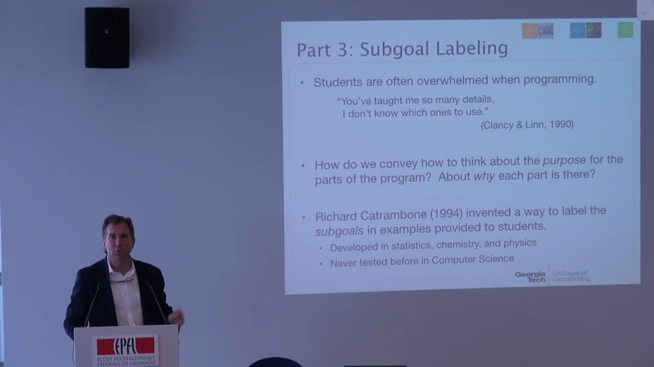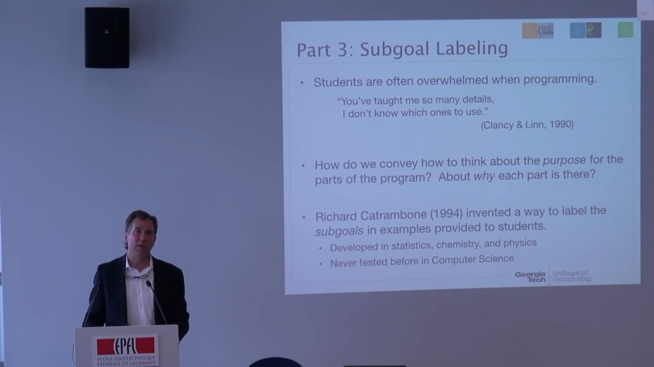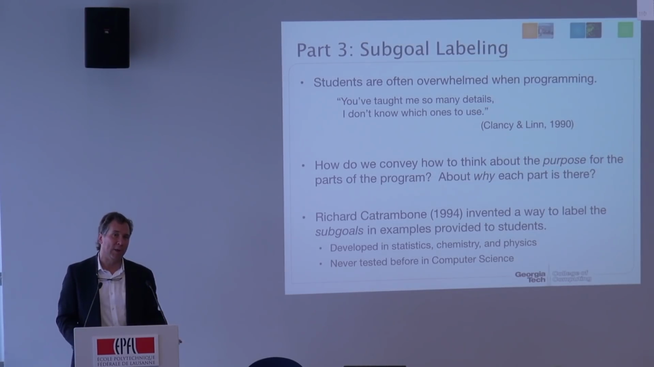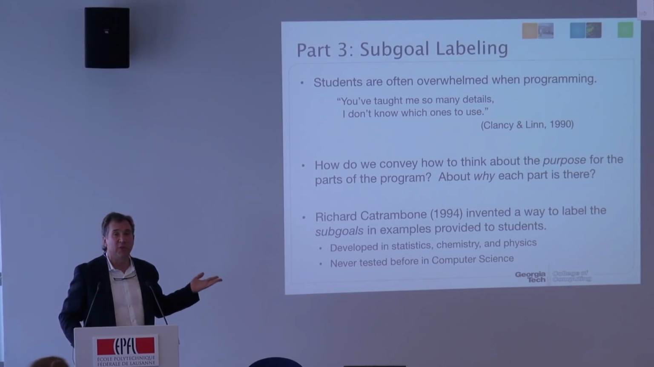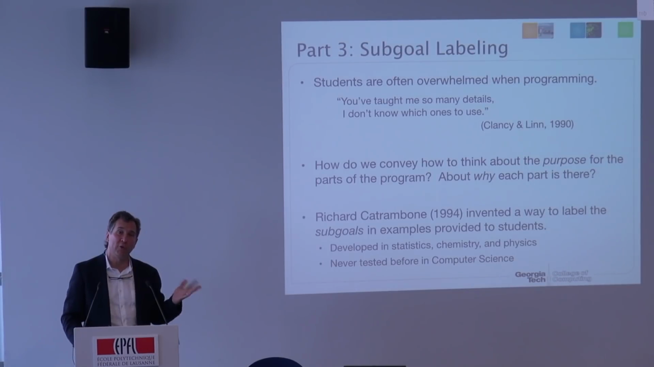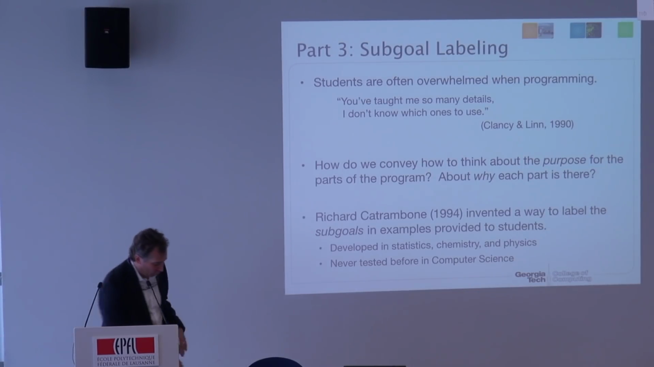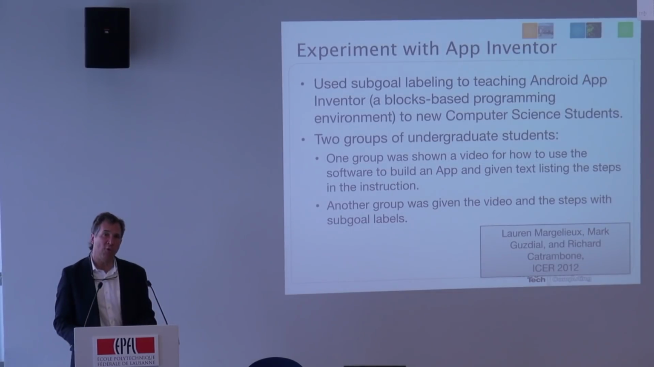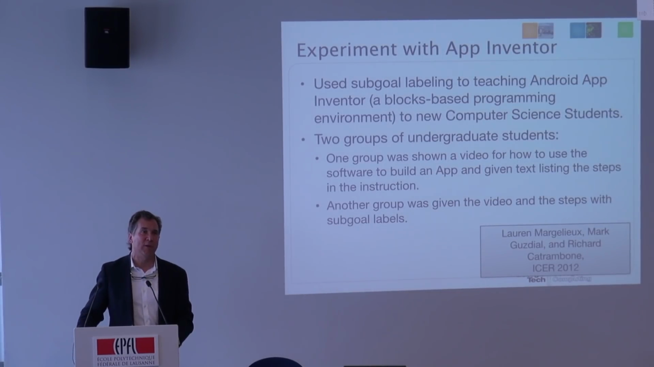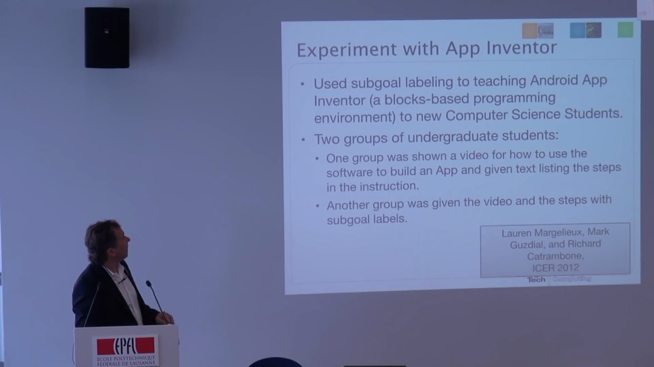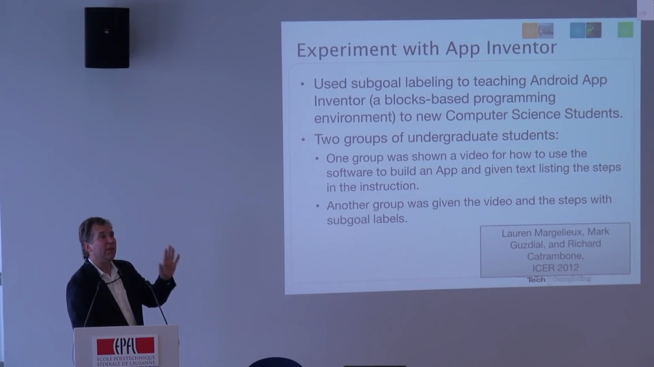So Richard Catrambone, who's a colleague at Georgia Tech, an educational psychologist, developed a method called sub-goal labeling that he had used really successfully in statistics, chemistry, and physics, but had not been tried before in computer science. He had a new PhD student, Lauren Margulieux, who said, yeah, I'd like to try this. So we ran an experiment using App Inventor. App Inventor is another blocks-based drag-and-drop programming language that you can use for developing apps for Android phones. And we already had a set of videos that Barbara Ericson, who you hear from later, had created for teaching teachers about how to use App Inventor. And Lauren came along and added sub-goal labels to these.